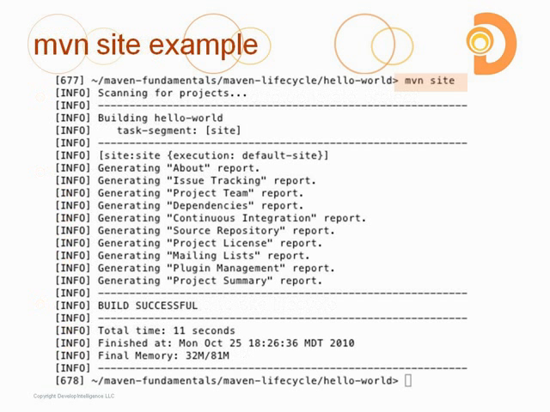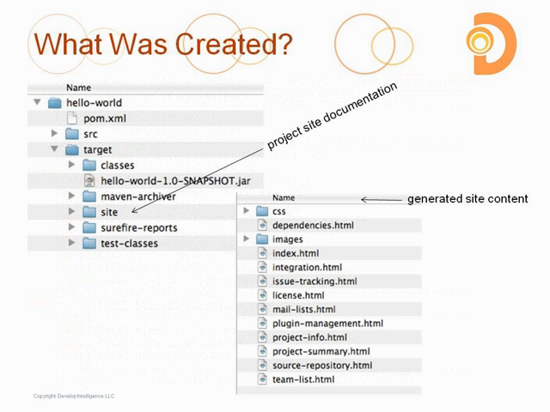So if I wanted to create a website from my project, I would type mvn site. You can see all of the different pieces that it's going to create on my behalf, about 10 different things. And now if I were to look at the project directory structure, I would see a new folder created called site. And in that new folder, I would see all of the different HTML files, CSS files, and so forth, that are created on behalf of my project.